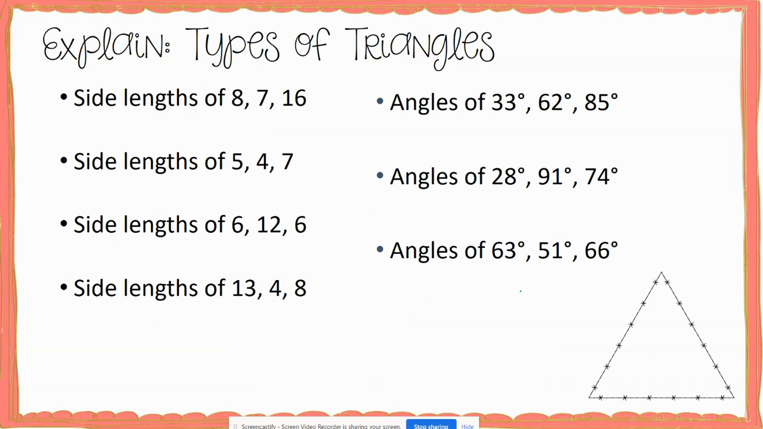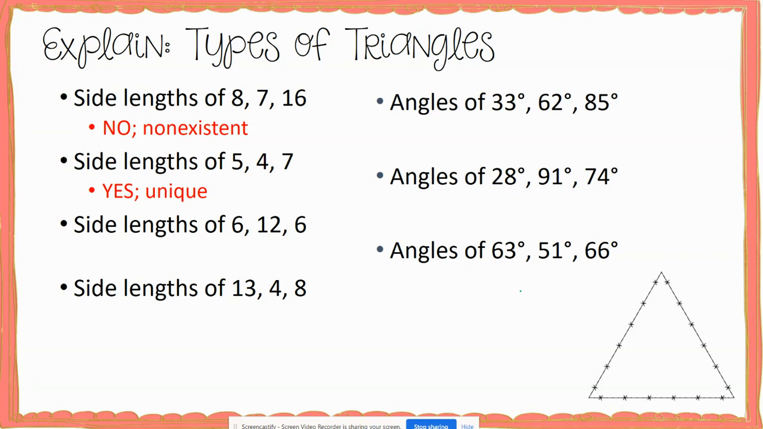So if I have side lengths of 8, 7, and 16, I want to know if that would make a triangle. No, that would not make a triangle because 8 plus 7 is not greater than 16. Because of that, this is a non-existent triangle. If I have side lengths of 5, 4, and 7, I want to know if that would make a triangle. This would make a triangle because 5 plus 4 is greater than 7. So because I have side lengths that make a triangle, I know that will create exactly one triangle. So that is a unique triangle.